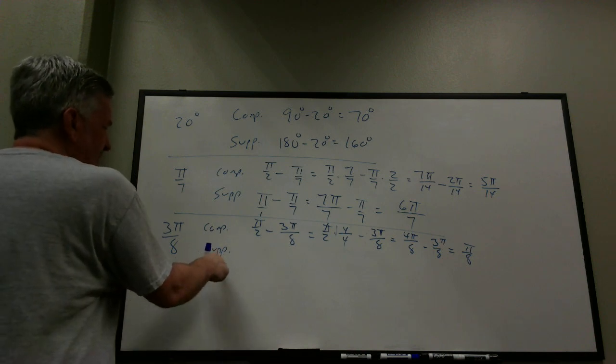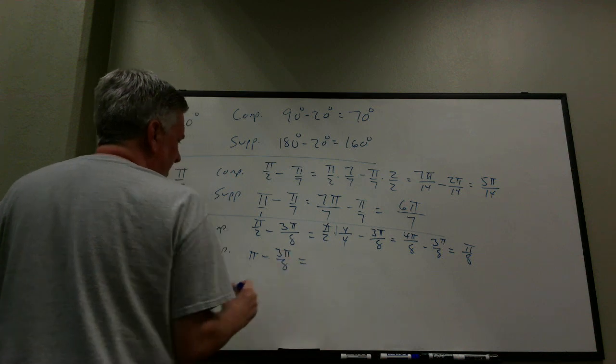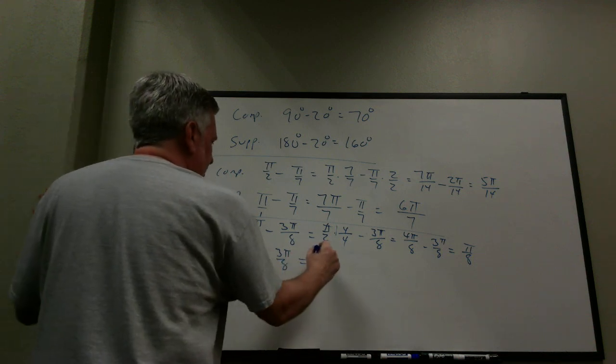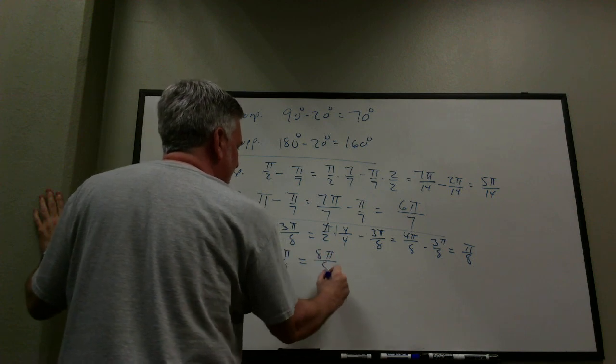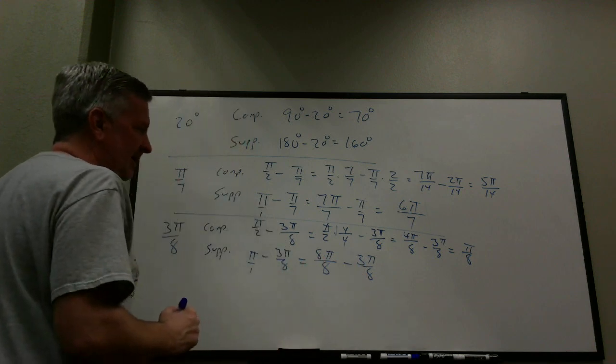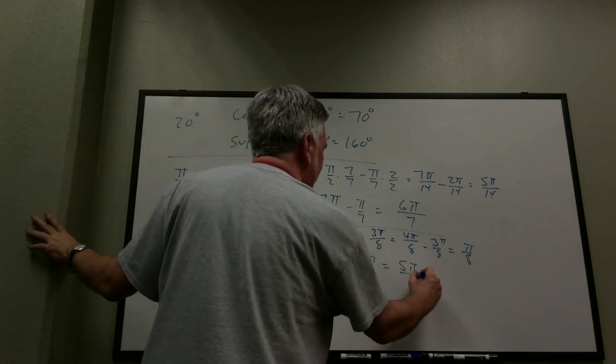Okay, now for the supplement, it's pi minus 3 pi over 8. Think of the pi as over 1, so the least common denominator is 8. Multiply the first fraction by 8 over 8. And the second fraction you don't have to do anything with because it already has an 8. And then 8 pi over 8 minus 3 pi over 8 is 5 pi over 8.